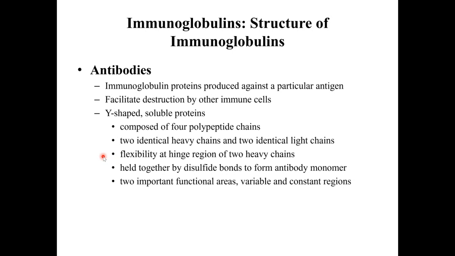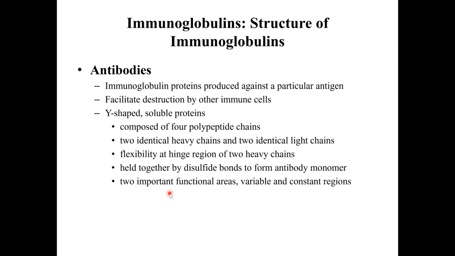So there's a hinge region where there's a little bit of flexibility, kind of like a clothespin. They're held together by disulfide bonds. Remember the disulfide bond? That is formed between 2 amino acids that are cysteine. Cysteine has as its side chain the sulfhydryl group, and when 2 of them are in close proximity, they can form a disulfide bridge, which is a strong covalent bond. So it holds it together strongly.